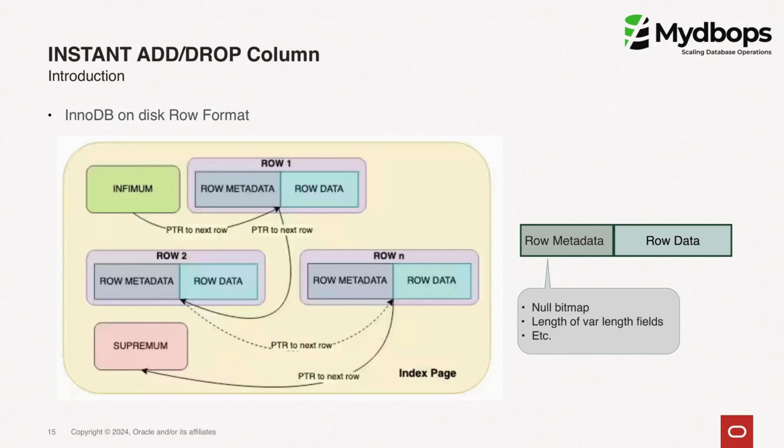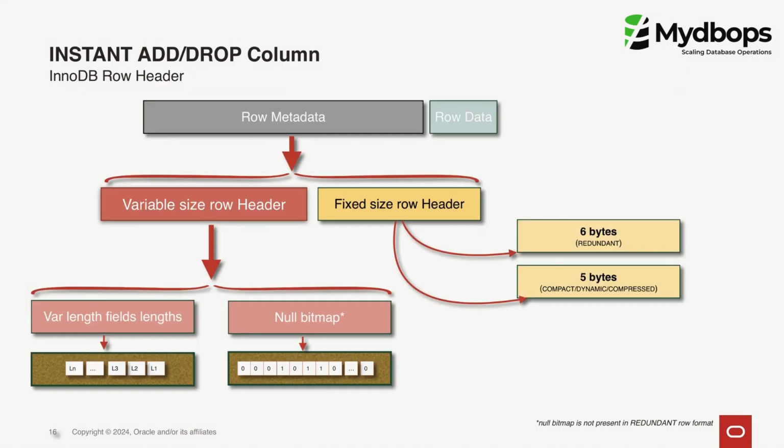And every record you see has two parts. One is the actual raw data which has been inserted by the user, and the other is the metadata. This metadata is what we use to interpret the records when we read them from the disk. What this metadata could be: it could be the null bitmap of the nullable columns, it could be the length of variable length fields, etc. So let's look into this metadata part. If we look inside it, we see there are two parts it is made up of.